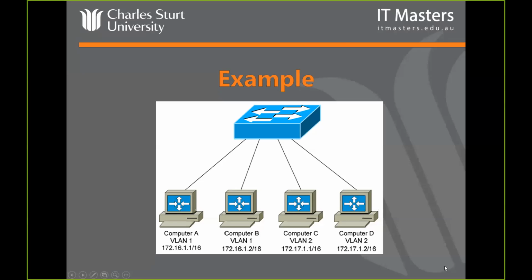Now, someone, I hope, will ask the question, can those computers talk to each other? And the answer is yes and no. So yes, computers A and B can talk to each other because they're on VLAN 1. Computers C and D can talk to each other because they're on VLAN 2. But C and D cannot talk to A and B because they're on separate VLANs and there's no routed device in that example. So that's the difference between VLANs and just switch ports, which are associated with the MAC addresses.